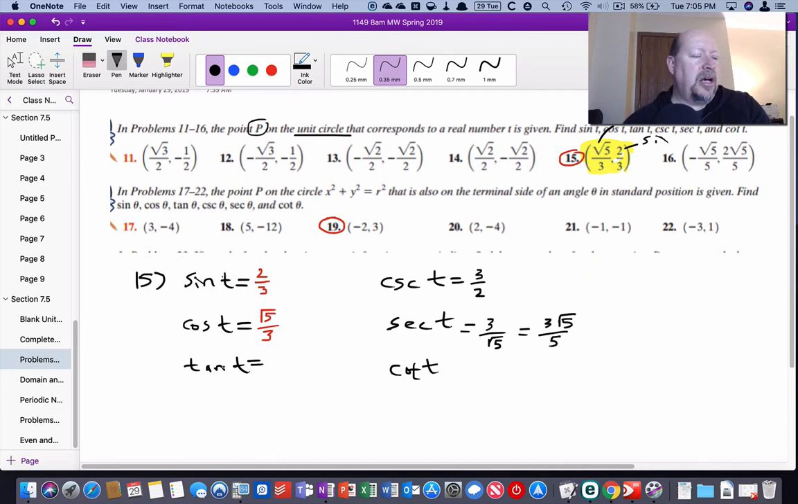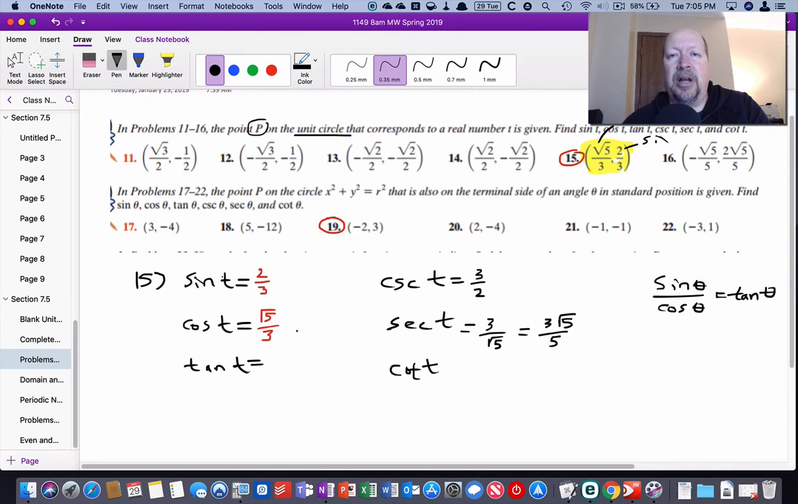The tangent now, a couple ways you can come up with that. One is you can think about the fundamental identities: the sine of some angle over the cosine of the same angle is the tangent. So you could take the sine here and divide it by the cosine. That would be one way to do it and get your tangent. And then to get the cotangent, you could take cosine divided by sine and then simplify that.